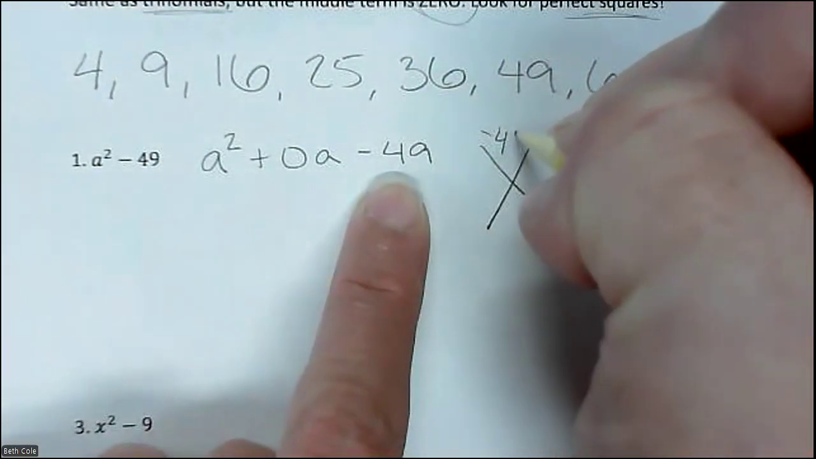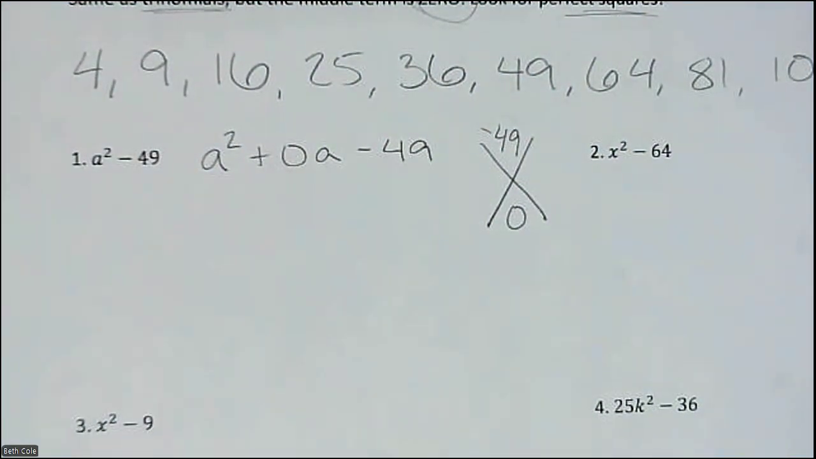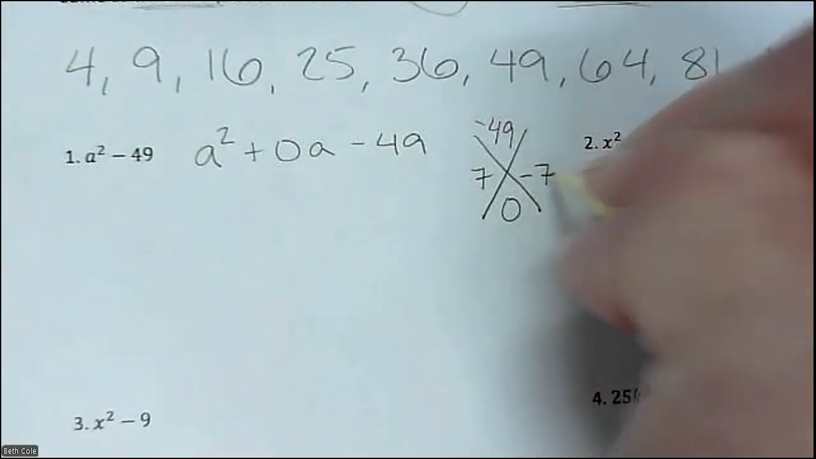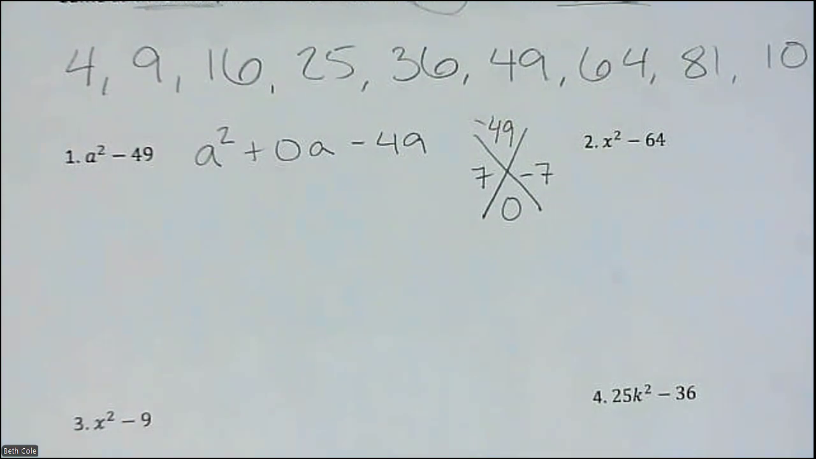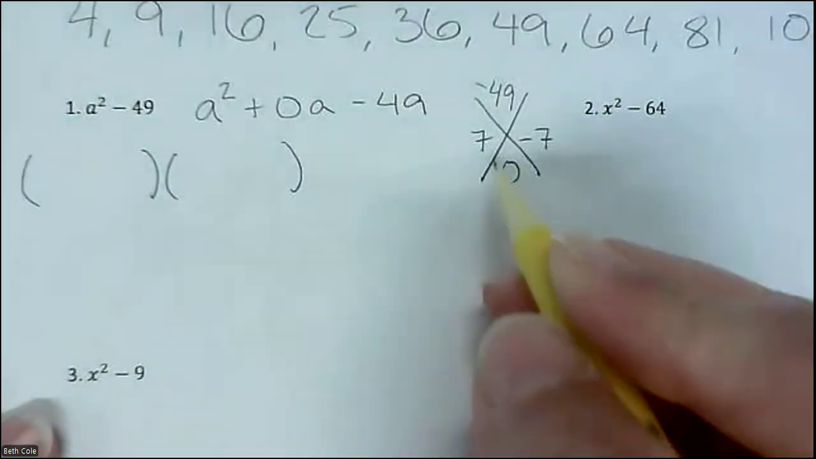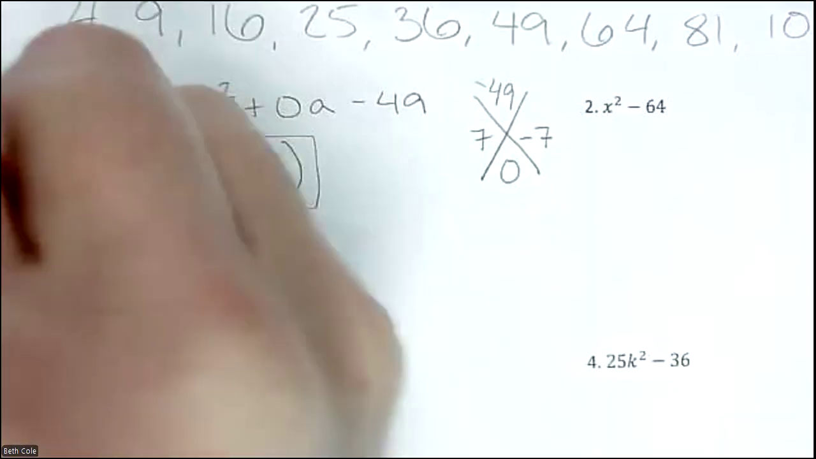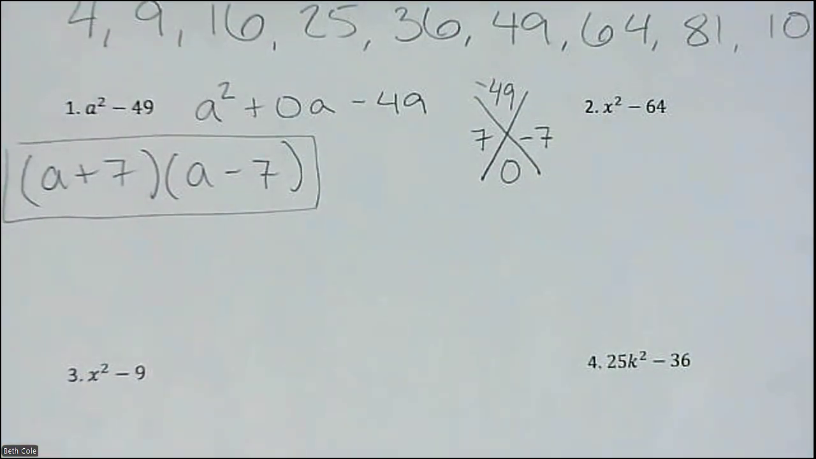Negative 49 goes on the top. 0 goes on the bottom. So can you guys give me some numbers that multiply to be 49 that would add or subtract to be nothing? Yes, 7 and negative 7. 7 minus 7 gives you 0. That's why you want to think of those perfect squares. And so when you go draw your 2 sets of parentheses, you get a plus 7 and a minus 7, and that's your answer. So what these are going to do is they're going to be the exact same thing, but 1 plus and 1 minus, because that will give you 0.